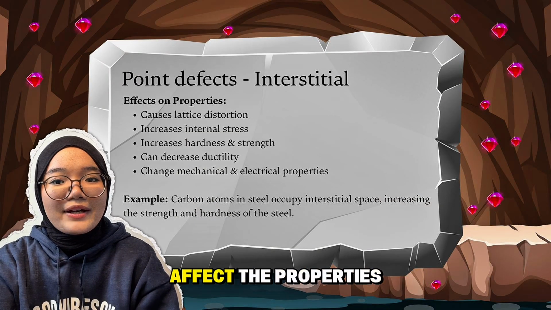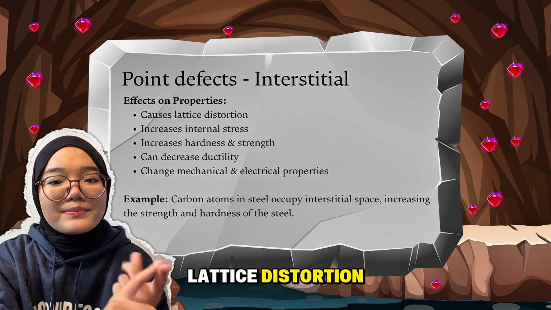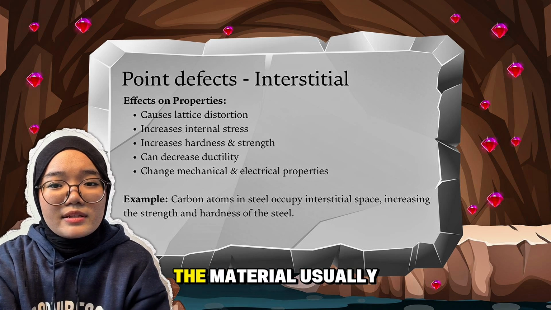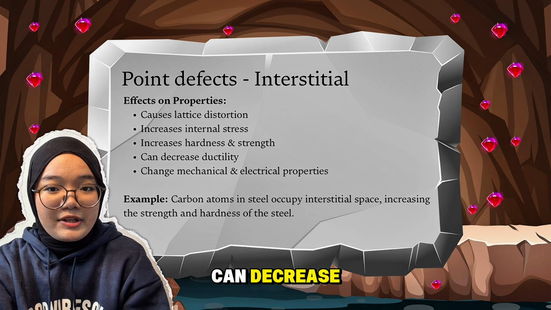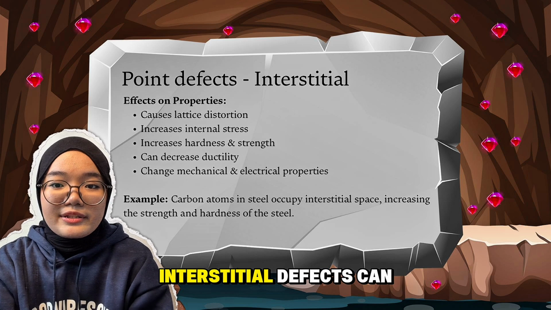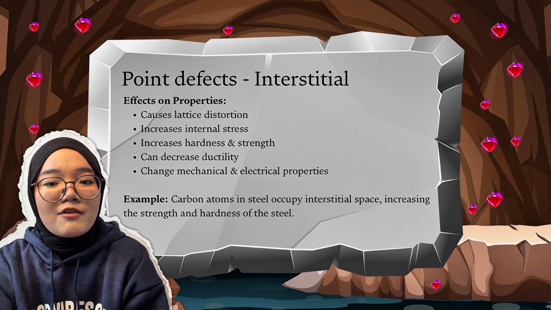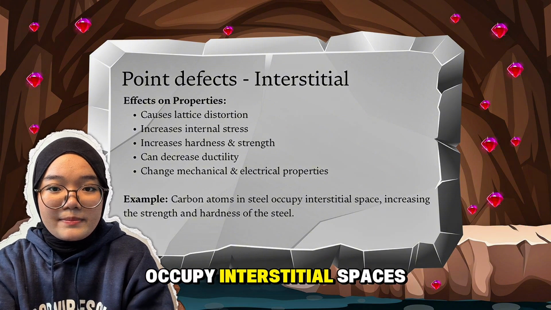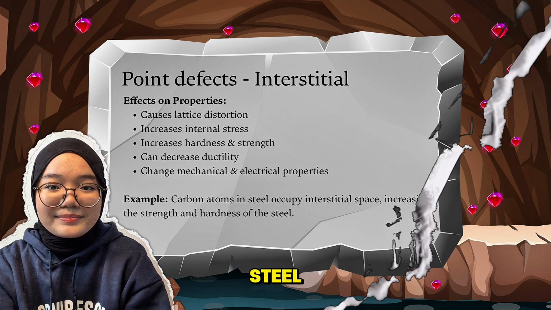Interstitial defects can affect the properties of a material. They can cause lattice distortion and increase internal stress in the material. Because of this, the material usually becomes harder and stronger, but the ductility can decrease, meaning it becomes less flexible. Interstitial defects can also change mechanical and electrical properties. For example, in steel, carbon atoms occupy interstitial spaces, which increases the strength and the hardness of the steel.